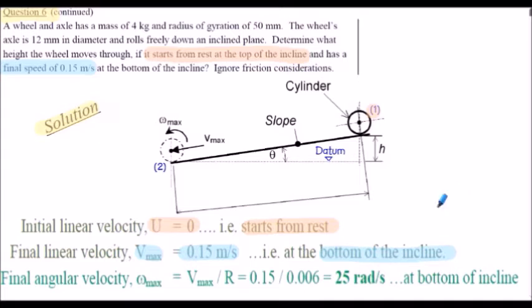From our relationship of v equals omega r, which we derived in a previous presentation, we can rearrange to find the maximum angular velocity, omega max, at the bottom of the incline. That's the maximum linear velocity divided by the radius of the axle. So that's 0.15 meters per second divided by 0.006 meters, the radius of the wheel's axle. So 25 radians per second is the maximum angular velocity at the bottom of the incline, position 2 here.